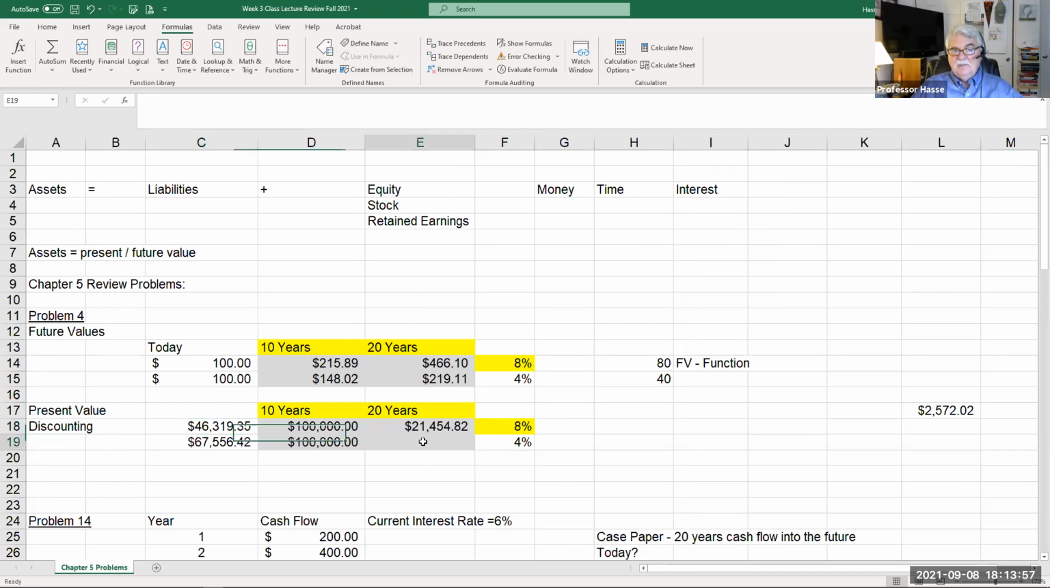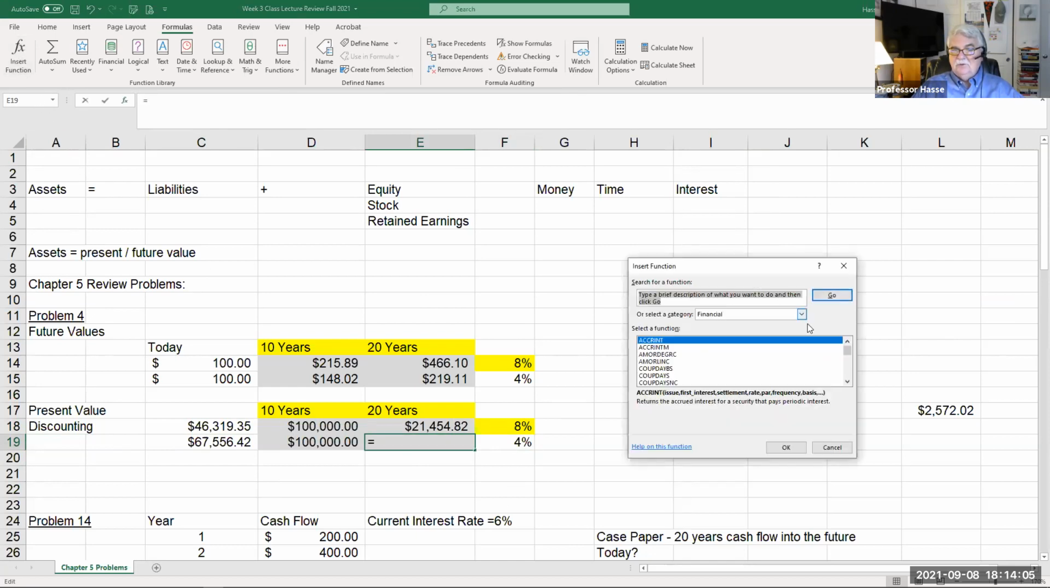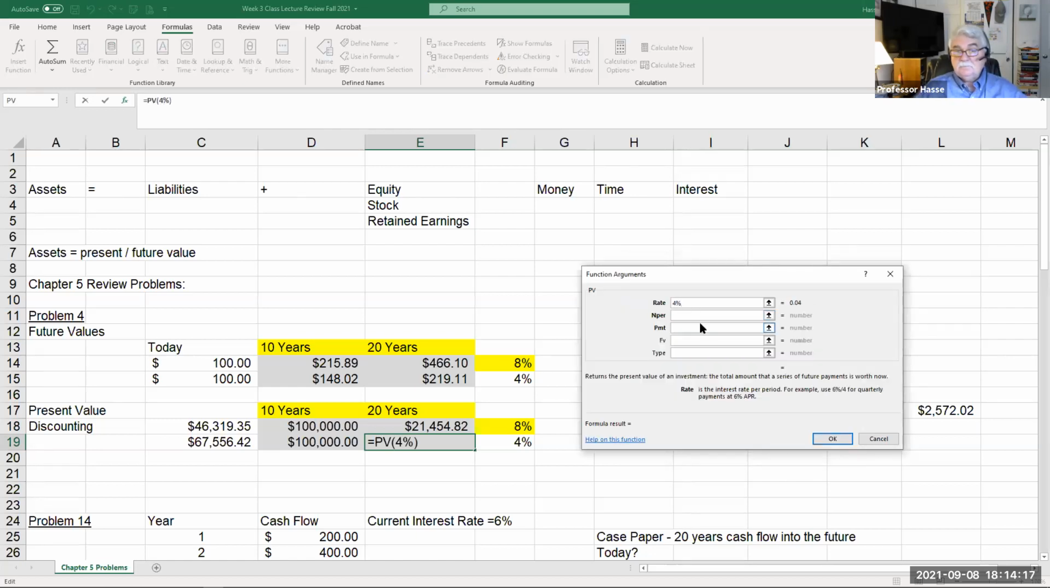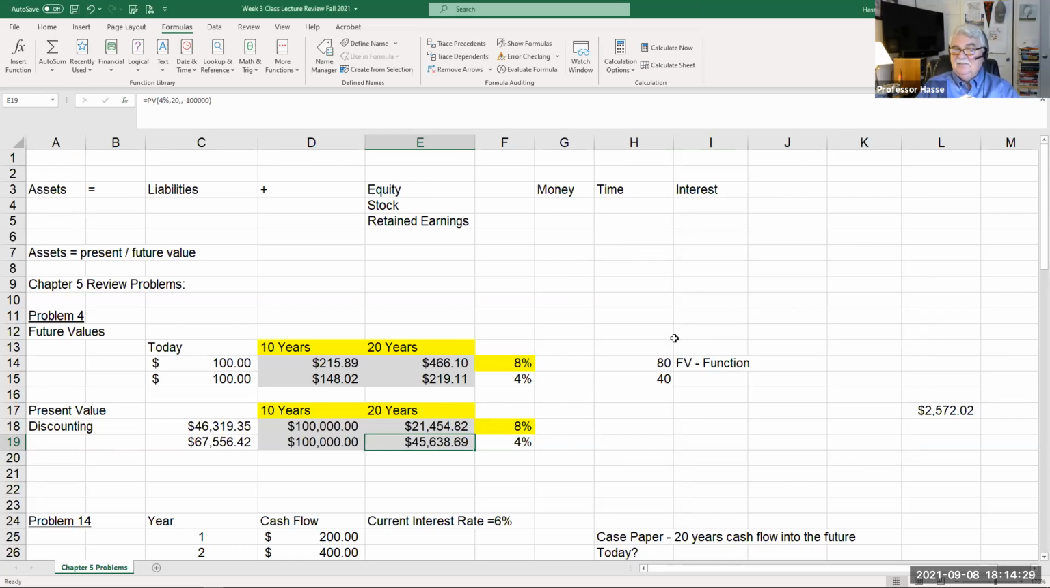So let's do this one more time. For 4% over 20 years, 100,000, just to make sure we can practice this. You can do this on your own later and check your numbers against mine, see if they're similar. 4%, 20 years, 100,000. 45,638.69. Quite a bit lower than 67,000. So those are examples, and you're going to practice examples like this in assignment number 2. That's discounting. That's future value. Those are two very important time value of money areas.